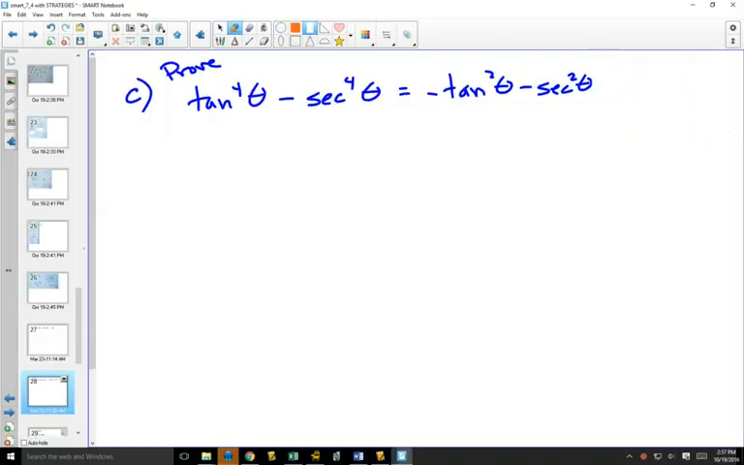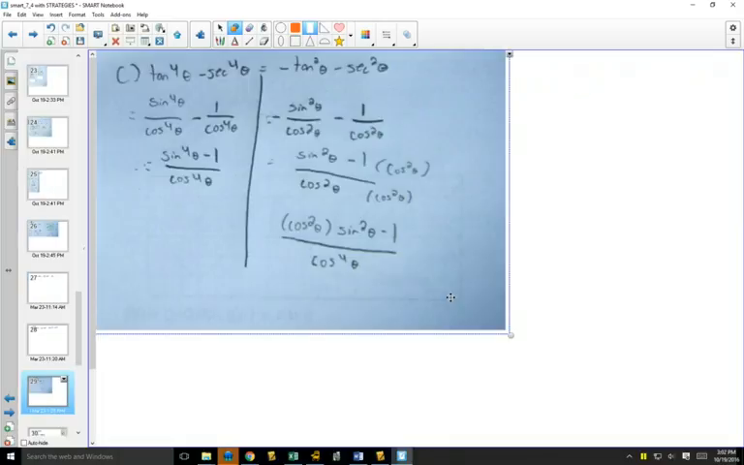There's no C on there. This is what I want you to prove. Tan to the 4, yeah, there's more paper. You can come grab some off the stool here. Tan to the 4 minus secant to the 4 equals negative tan squared minus secant squared.